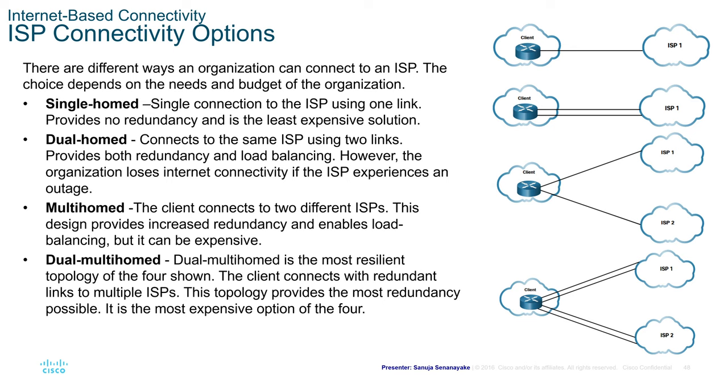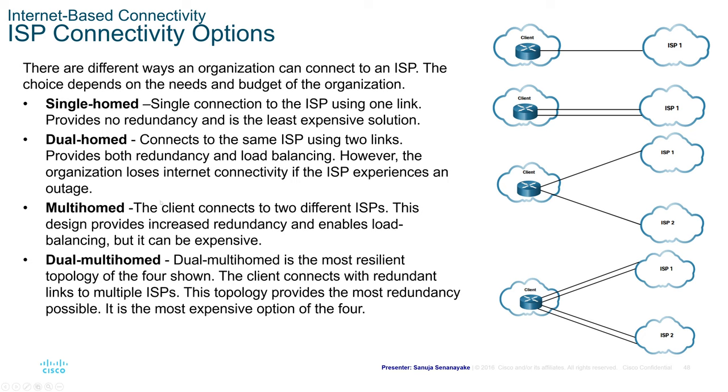The other option is called dual homed, which connects to the same ISP using two links that provide both redundancy and load balancing. However, the organization loses internet connectivity if the ISP experiences an outage. So in the dual homed situation, you have two physical lines connecting to your ISP, but you are using the same ISP. So if there is a failure in the ISP, you have a single point of failure, hence you will lose the internet connectivity.